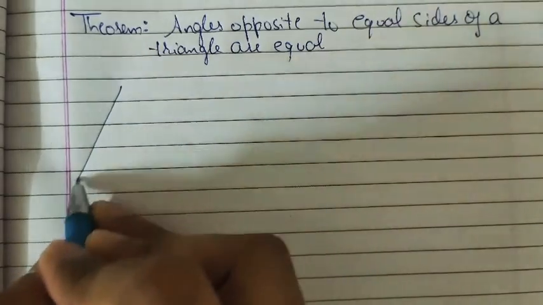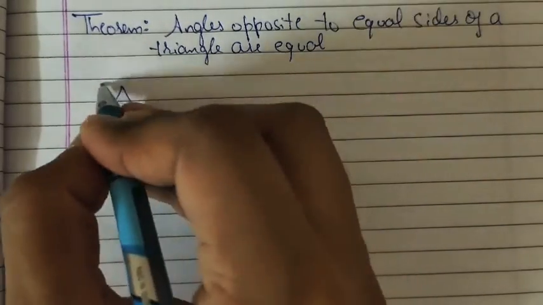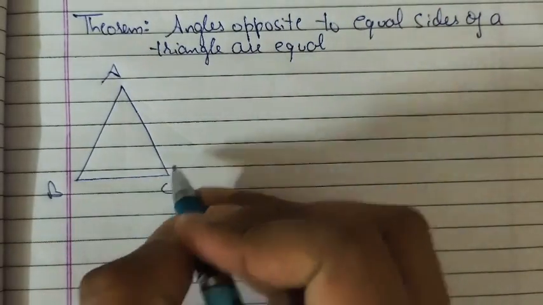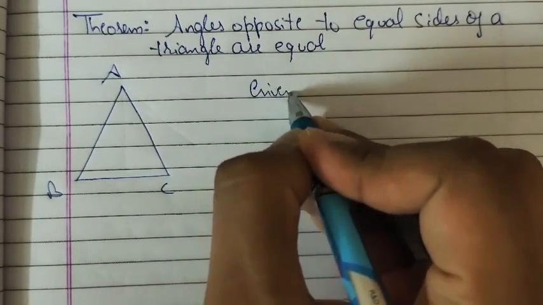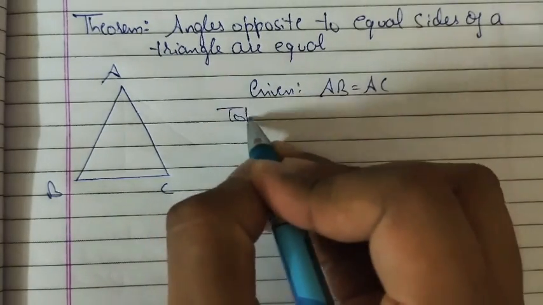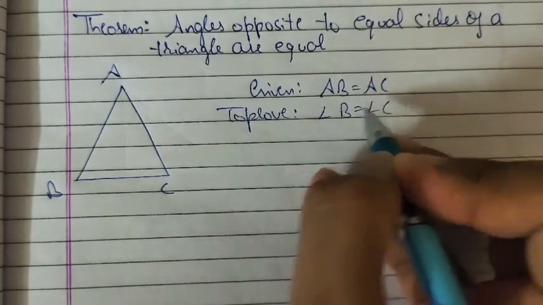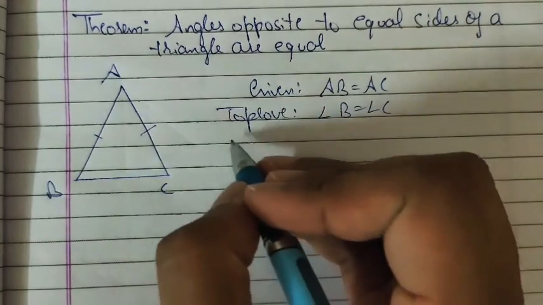Now it is given that there is a triangle ABC in which two equal sides are there. So given, AB is equal to AC, right? To prove, angle B is equal to angle C, right? So this side is equal to this side, it is given.